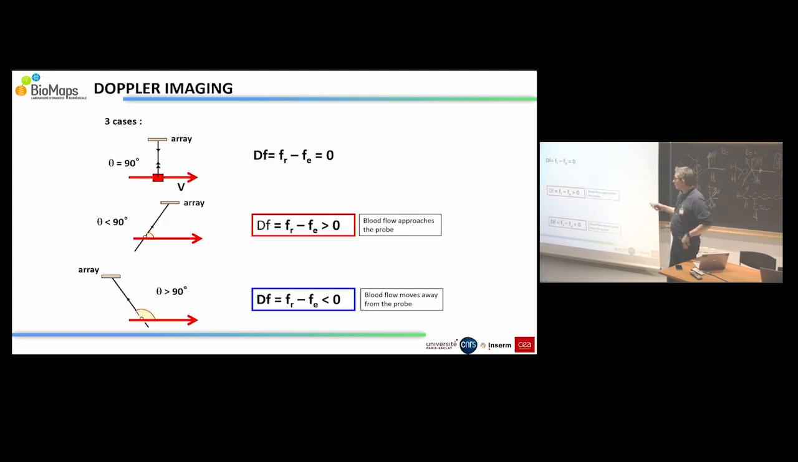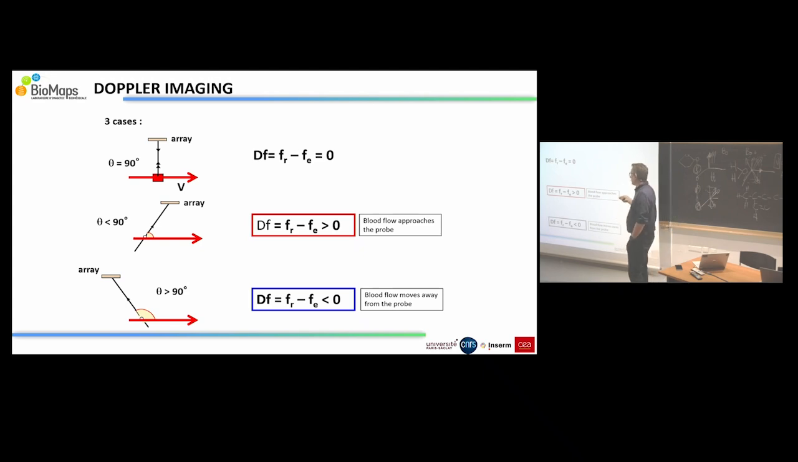Now there are also different tips and different cases that you must know before going further. If the array is perfectly perpendicular to the vessel, you will have a difference of 0, so you don't find any speed. If you have an angle smaller than 90 degrees, you will have a positive frequency change, and in the other case it will be negative. And classically, in an ultrasound device, this is how we color-code the signal.